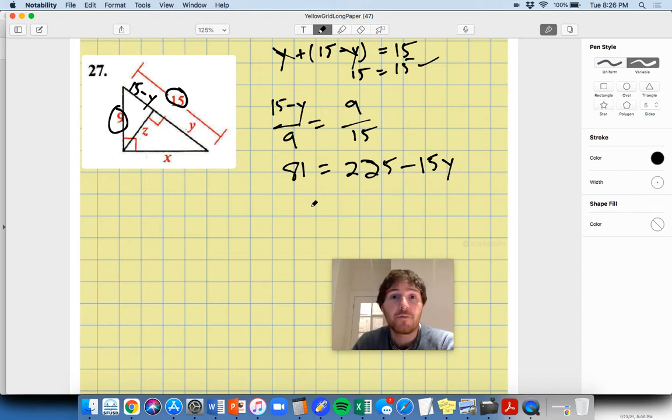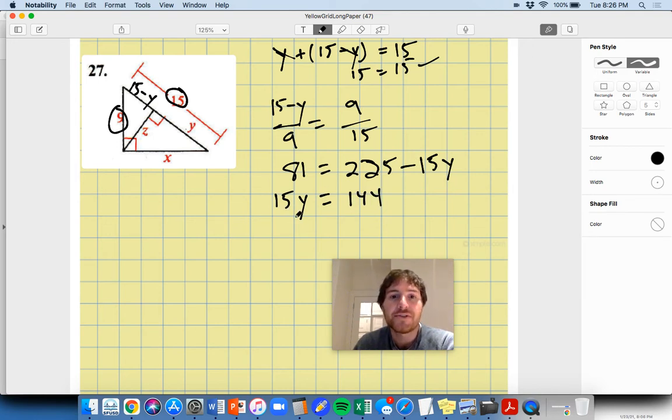So now I got 15y. I'm going to move the negative 15y. I'm going to add 15y to both sides. So I'm going to put 15y over here. Subtract 81 from this 225, and that mental math is what? So 144. Perfect. I like that. Well, I like 144 when it has a 12 there. There's a 15 there. Ooh, ugly.